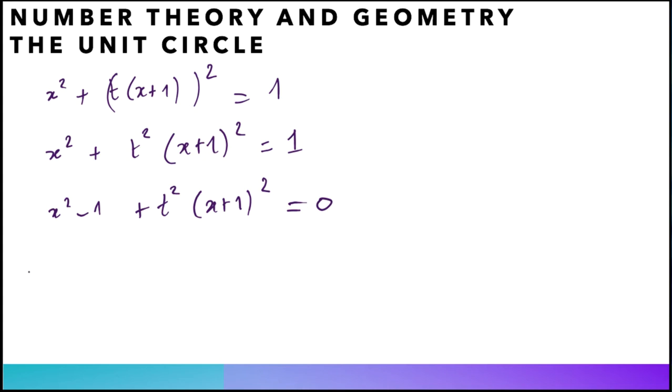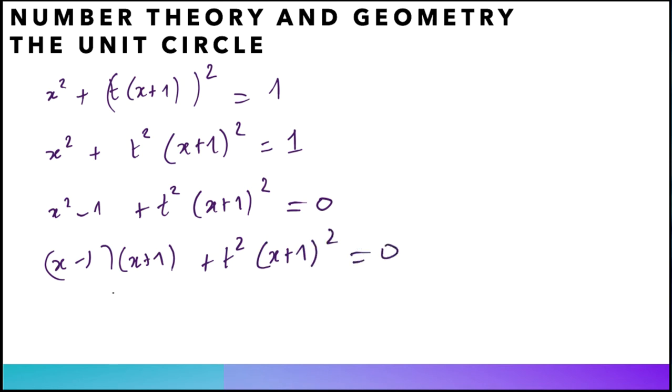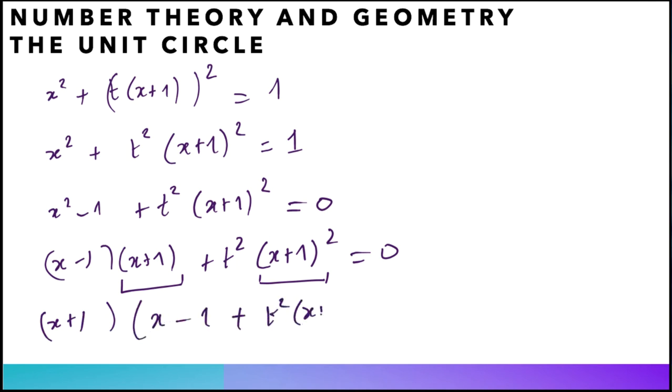which is actually, by factoring x squared minus 1, equivalent to (x minus 1)(x plus 1) plus t squared (x plus 1) squared equals 0. And now there is a common factor here, which is x plus 1. So we factorize by x plus 1 to get (x plus 1) times (x minus 1 plus t squared (x plus 1)) equals 0.